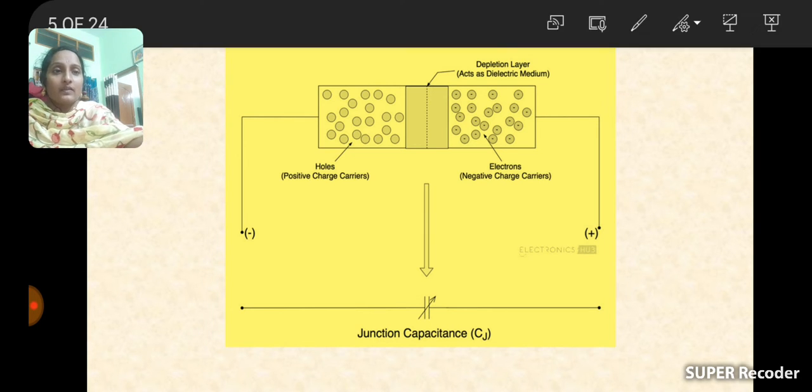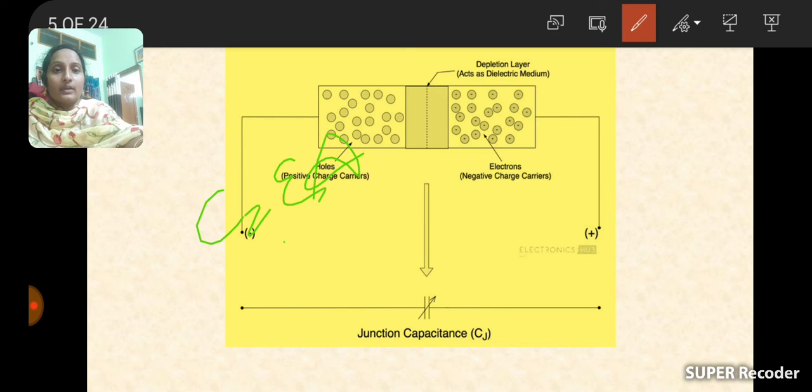So see here. Dielectric medium is equal to depletion region, P region is equal to one of the capacitor plates, N region is equal to the other capacitor plate. By increasing and decreasing the width of the depletion region, capacitance is increased or decreased. So like this. Why? Because capacitance C is equal to epsilon A by W.